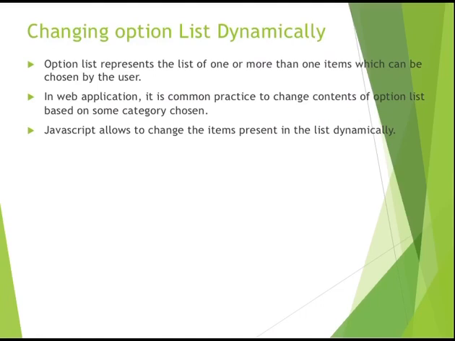Okay. So next topic is changing option list dynamically. I've already taught how to create an option list, right? Like how to create a radio button, right? So what we'll do, we'll create an option list and we will change it dynamically. So option list basically does what? It represents the list of one or more than one items which can be chosen by a user, right? That is your option list.